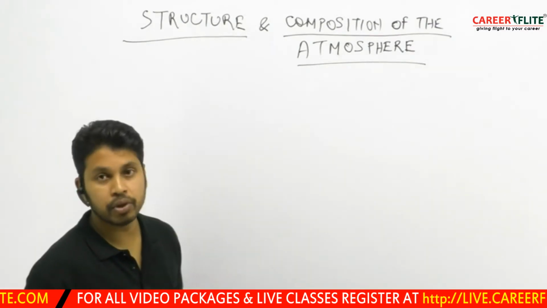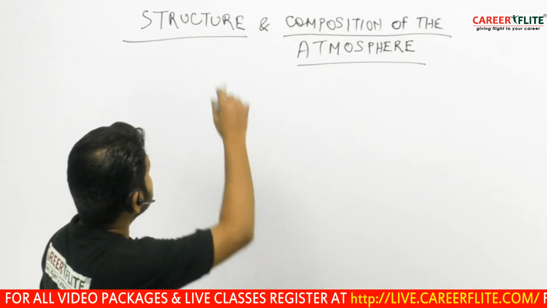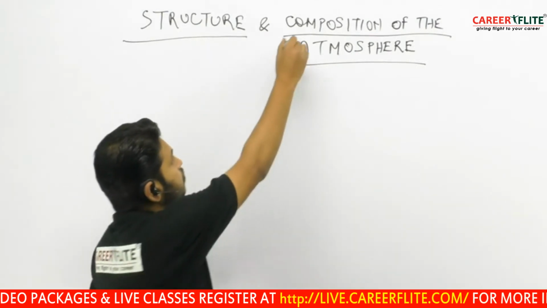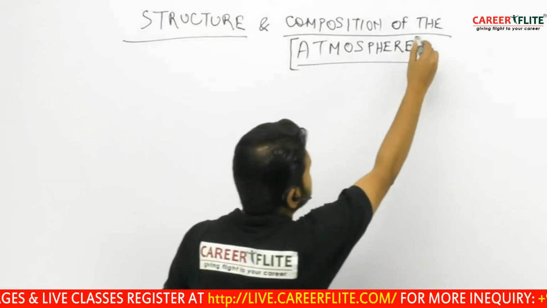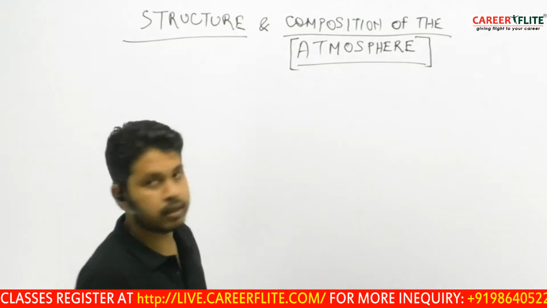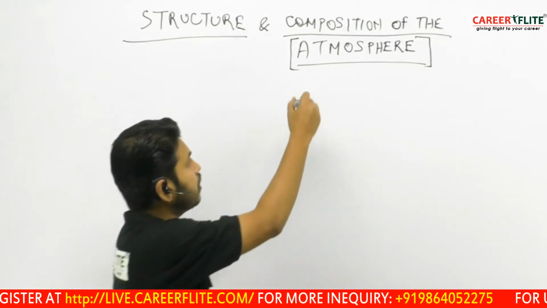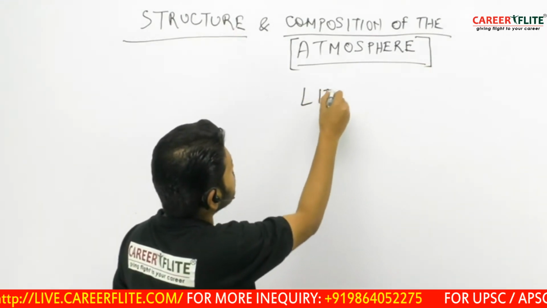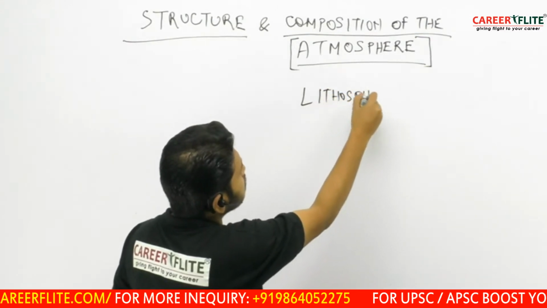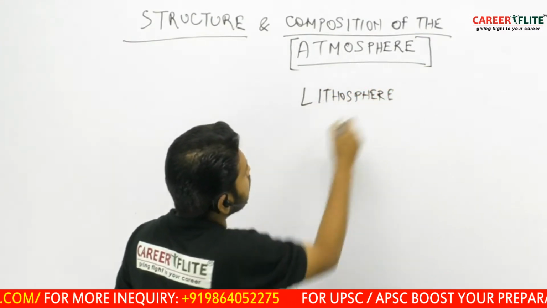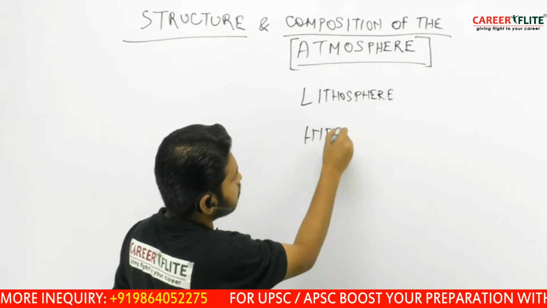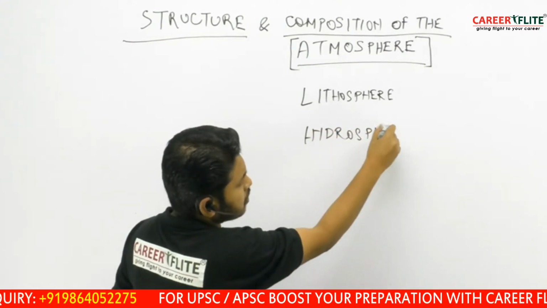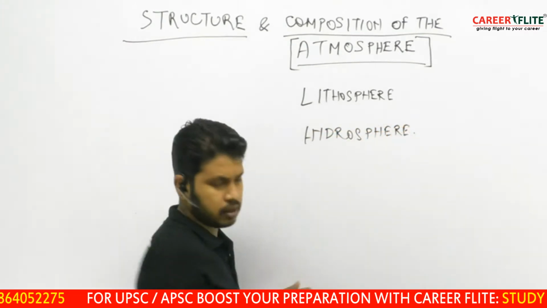Structure and composition of the atmosphere. Today we are going to start with the atmosphere. The atmosphere is one of the realms of the Earth. There are three realms you can find on Earth: atmosphere, lithosphere, and hydrosphere. These are the three realms on the earth.